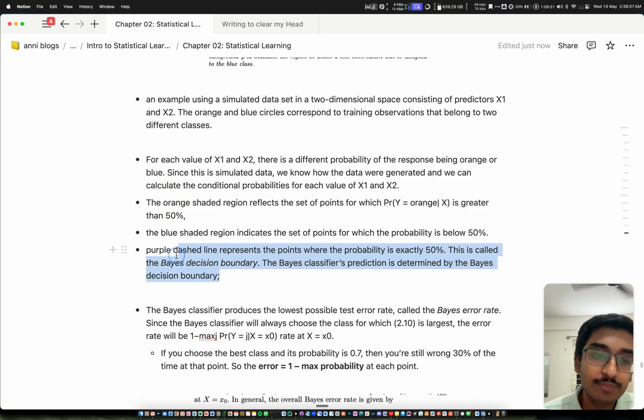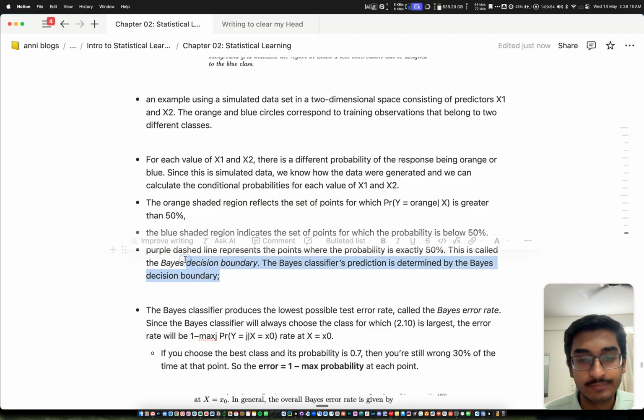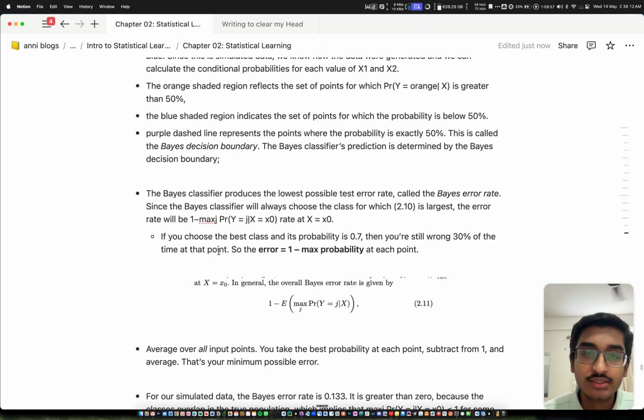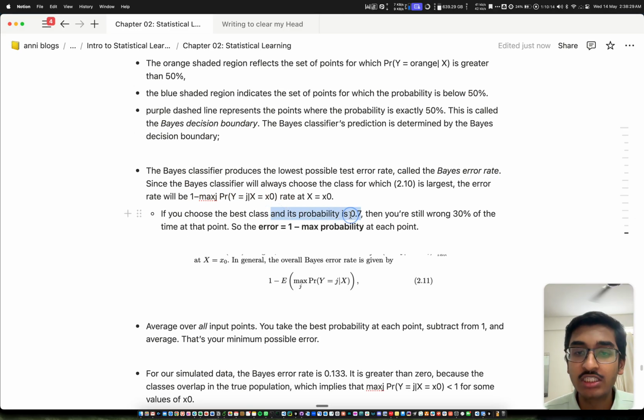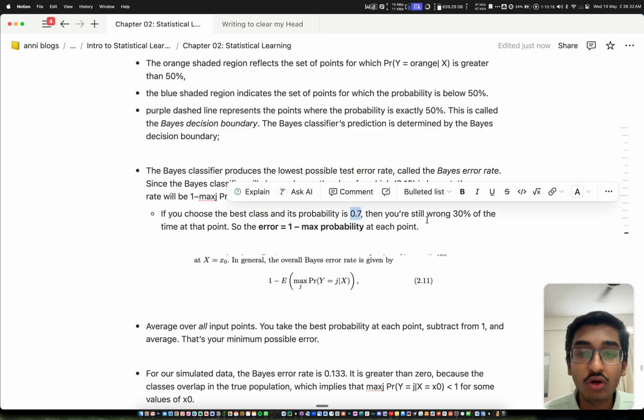Okay, and as I said, the purple dashed line represents what is called the Bayes boundary. The Bayes classifier always produces the lowest possible test error rate, hence called the Bayes error rate, and it will always choose the class for which the probability is maximum. So let's say you choose the best possible class and its probability is 0.7. You're still wrong 30% of the time at that point. You still thought that this particular sample x0 could be class 2 with a 30% chance. So that's how you get the error rate for the Bayes.